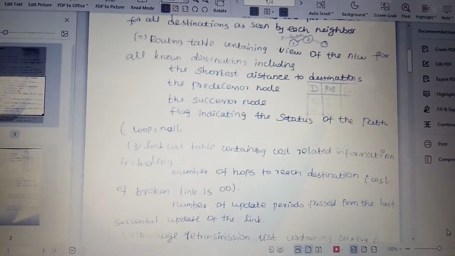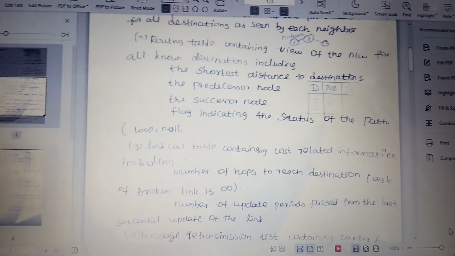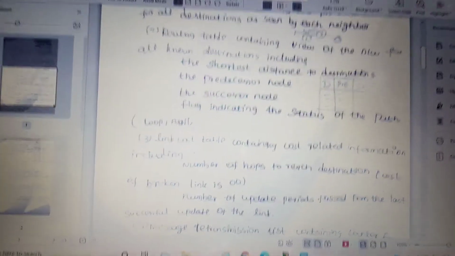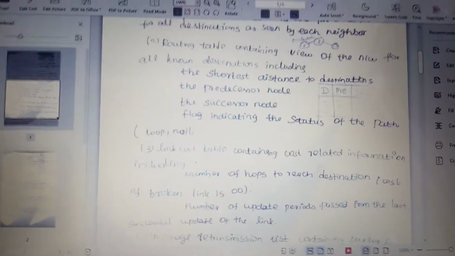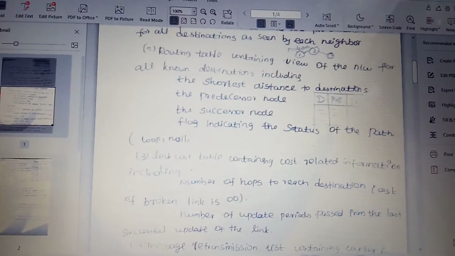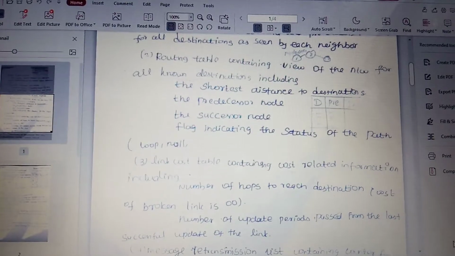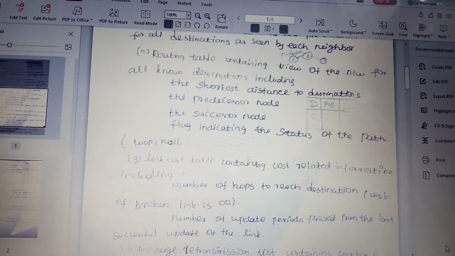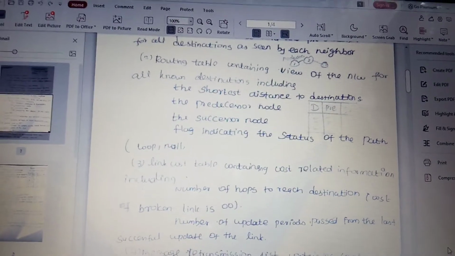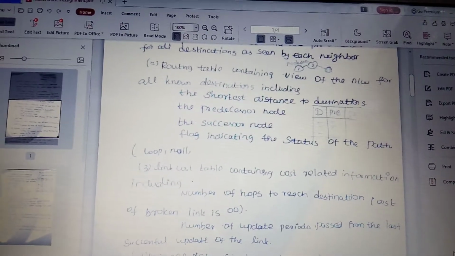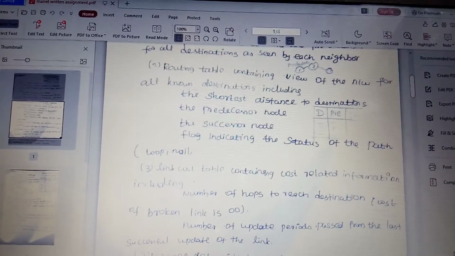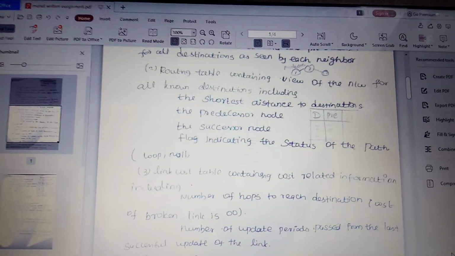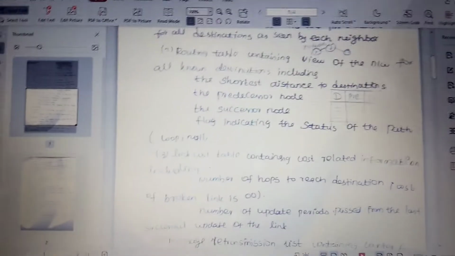And next one is the link cost table. The link cost table contains cost related information. It includes the cost to reach destinations, where the cost of a broken link is infinity. Next is the number of update periods passed since the last successful update of the link. That means the number of update periods passed from the last successful update of the link.